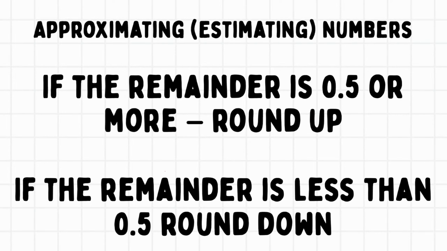When approximating or estimating numbers with decimals, we have one simple rule to follow. If the remainder is 0.5 or more, we need to round up. If the remainder, or what's after the decimal, is less than 0.5, we need to round down. Let's walk through some examples.